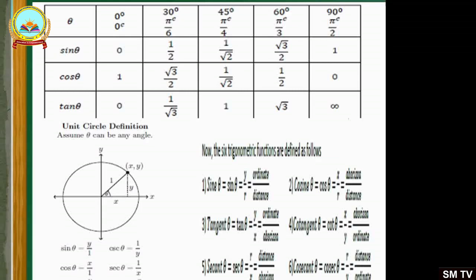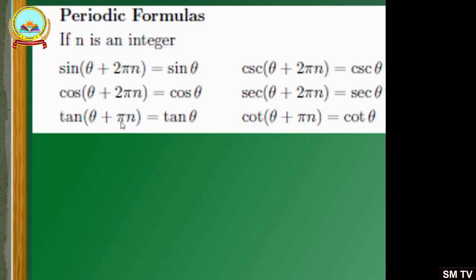This one is the general circle. Here r means the distance from the origin to the given point, that is root of x square plus y square. Trigonometric functions are periodic functions with the period 2 pi.